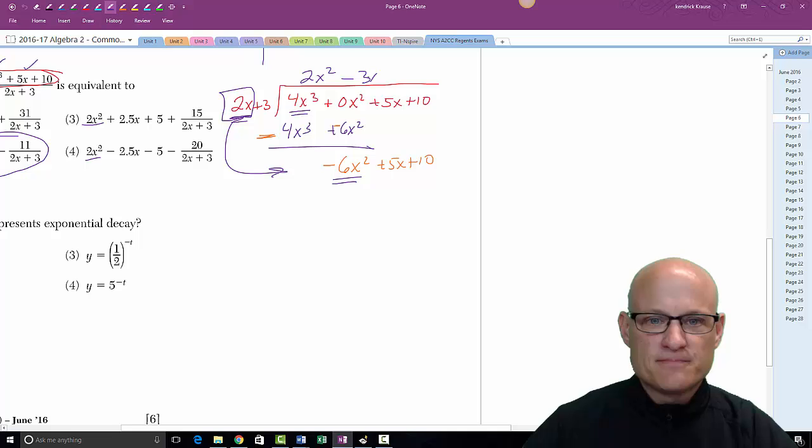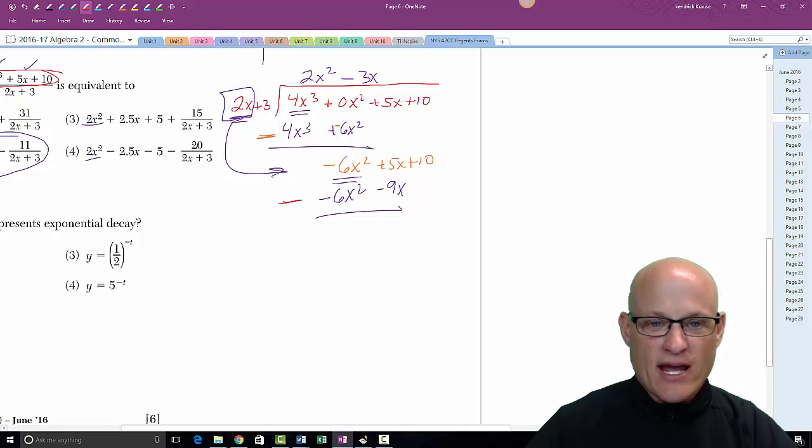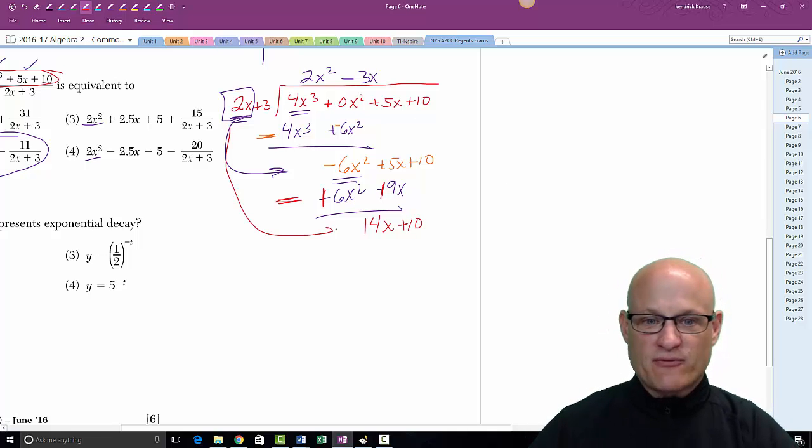So we're going to do minus 3x. Minus 3x times 2x is negative 6x squared. Minus 3x times positive 3 is negative 9x. We're going to subtract, which means add here and add here. This gives me 14x plus 10. What do I have to multiply 2x by to get 14x? That's plus 7. 7 times 2x is 14x. 7 times 3 is 21.